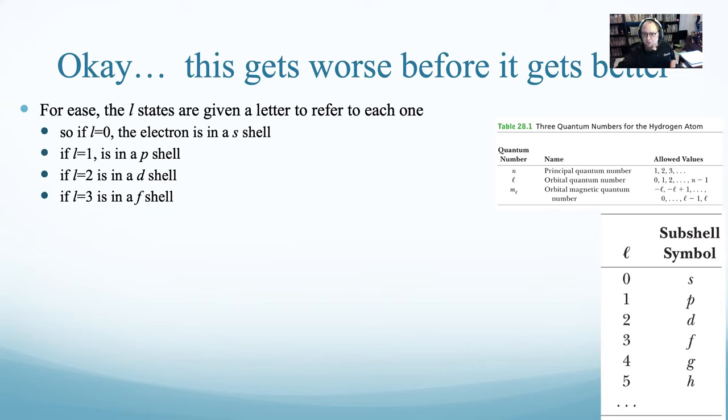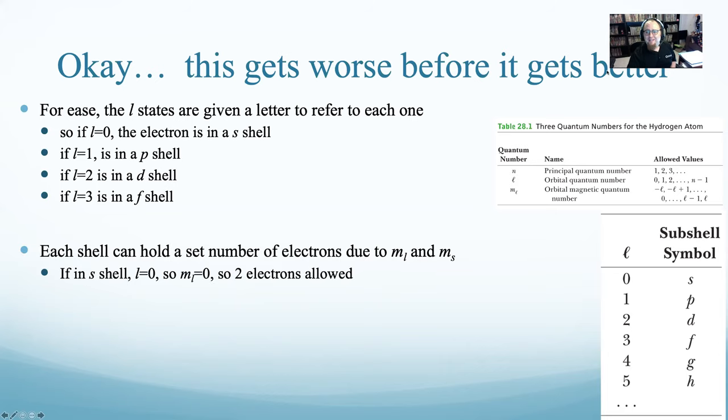I want to say it's sharp, principal, diffuse, fundamental, but as I said, that might be wrong. I don't expect you to know that. After F, they just go G, H, and so on: A, B, C, D, E, F, screw it, let's just keep going, G, H, I, J, K, L, M, N, O, P. So they don't mean anything anymore.